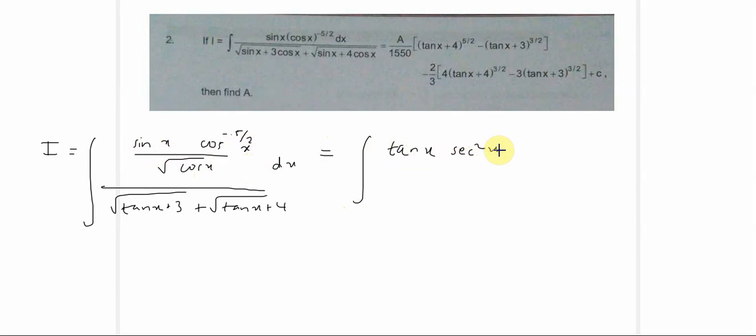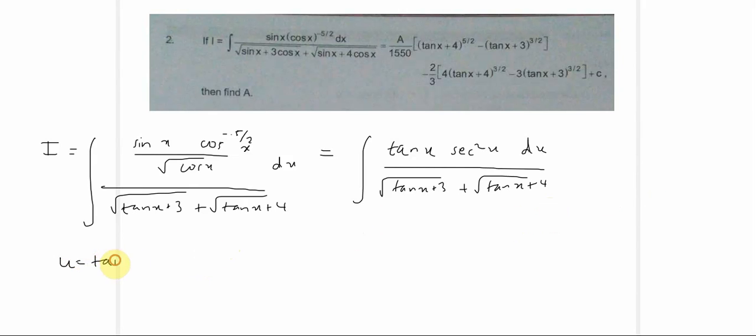We will write as sec square x dx, because for integration of tan x plus a constant you always need sec square x on the numerator for integration. So denominator we have tan x plus 3 plus tan x plus 4. Okay, now I substitute u equal to tan x plus 3, and then du is sec square x dx. Okay, so you see how this sec square x is important here.